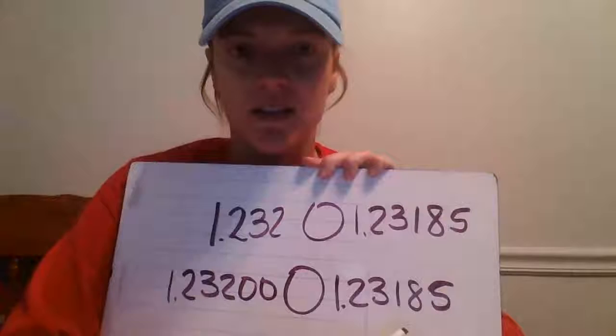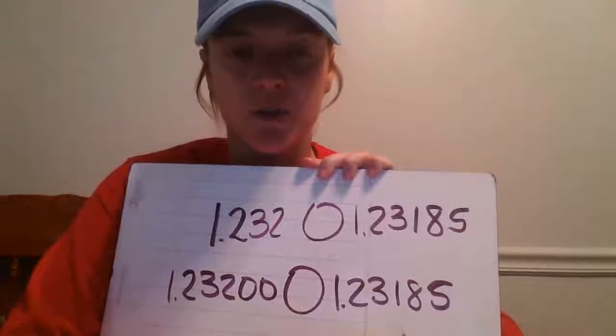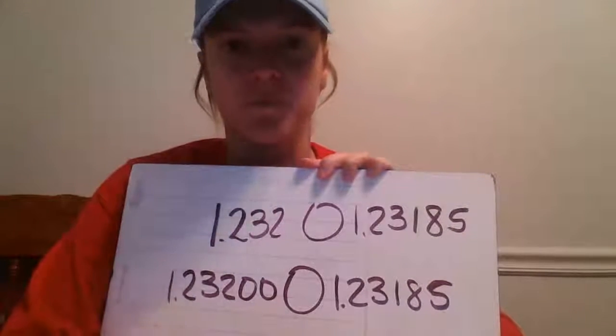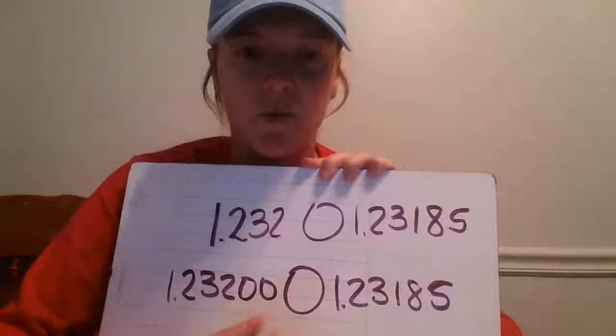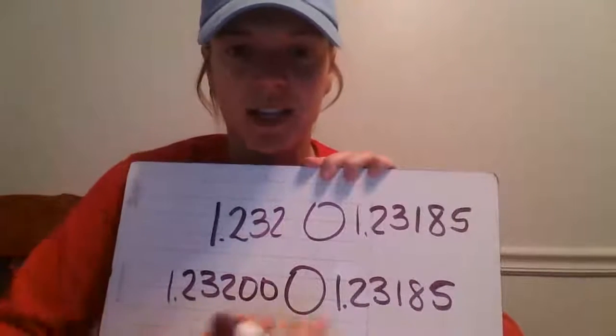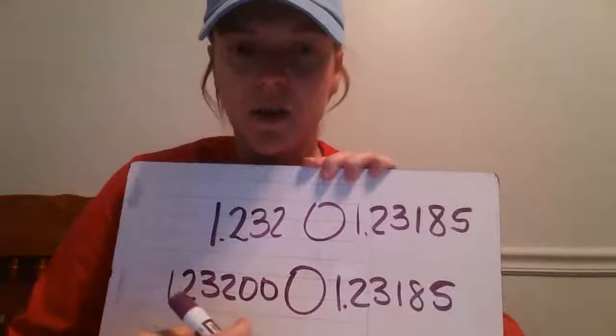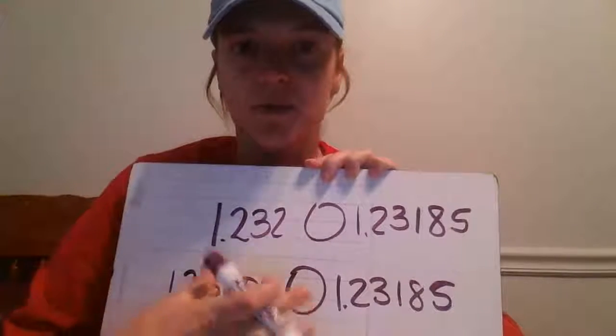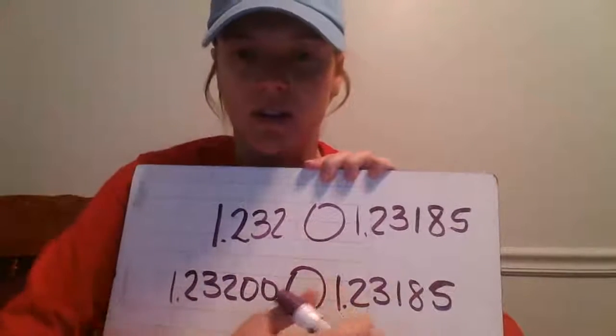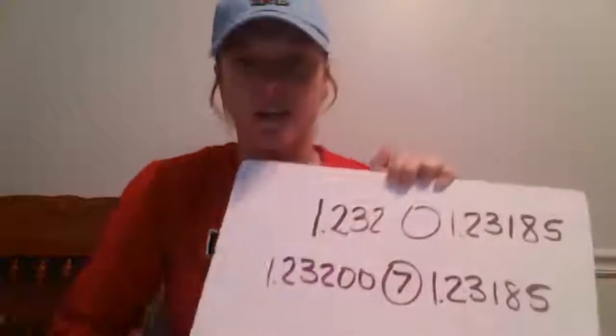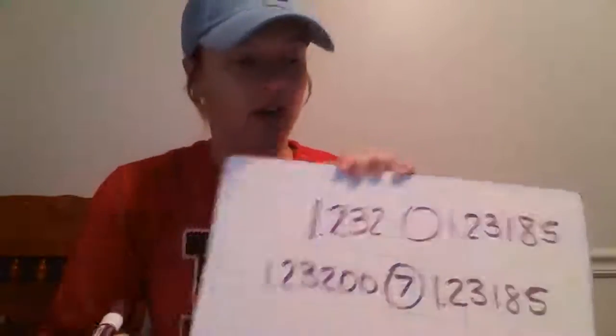Okay, so since this number has zeros at the end, and then this one still goes on out into your 10,000ths and then your 100,000ths, which one do you think is going to be bigger? Okay, it is going to be the one with the zeros. Since this has bigger numbers, 0 is smaller, so that means that the number is going to be bigger because this one continues on and keeps going. So for example 4, 1.232 is greater than 1.23185.